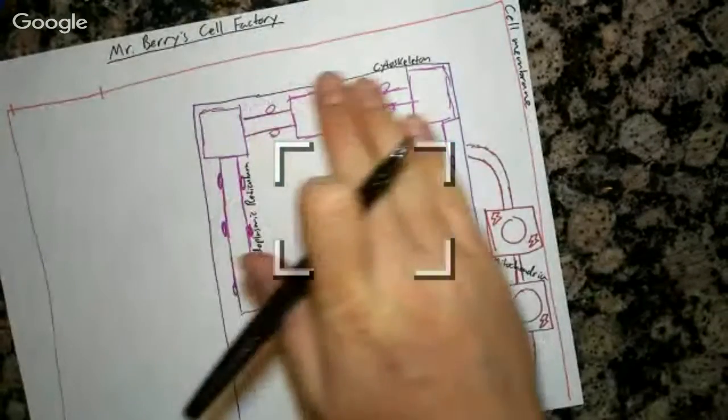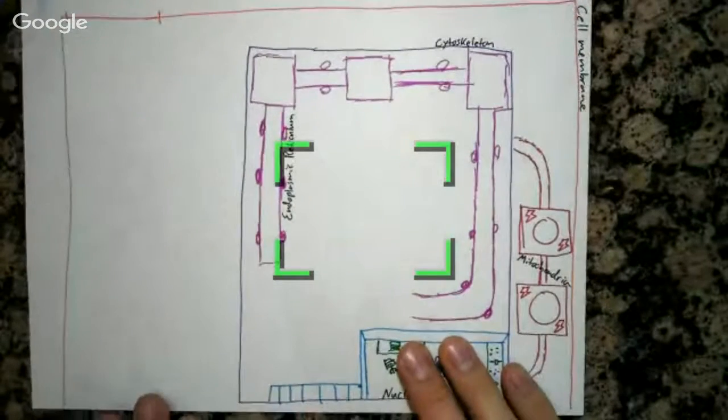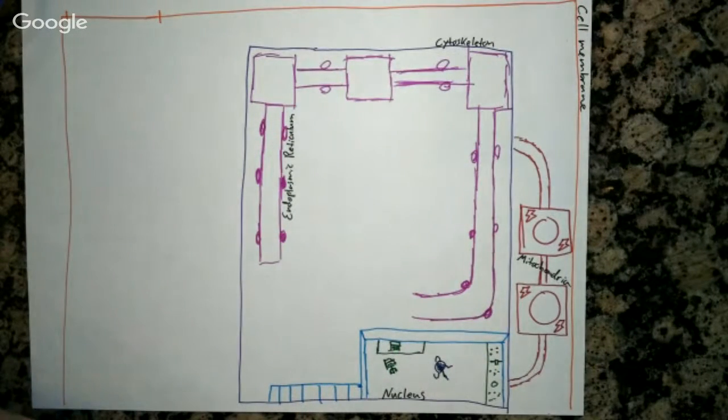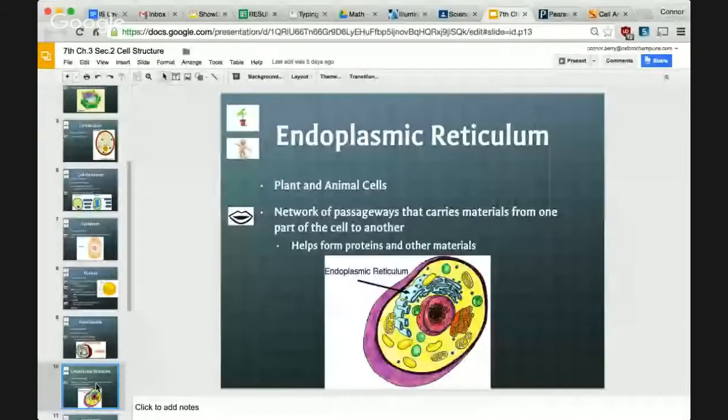So that conveyor belt moving around is my endoplasmic reticulum. Okay. Let's push our luck and go back to my screen share. There we go. Endoplasmic reticulum. So we have a network of passageways that carries materials.